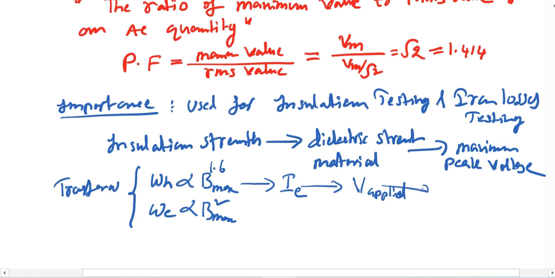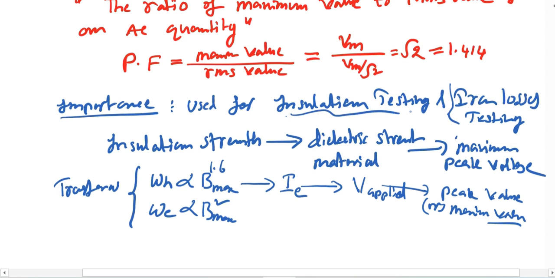So here also you can talk about the peak value or maximum value of the voltage. If you increase the maximum peak value of the applied voltage, what happens to your losses? This losses test can also be done, and similarly you can do the insulation testing.